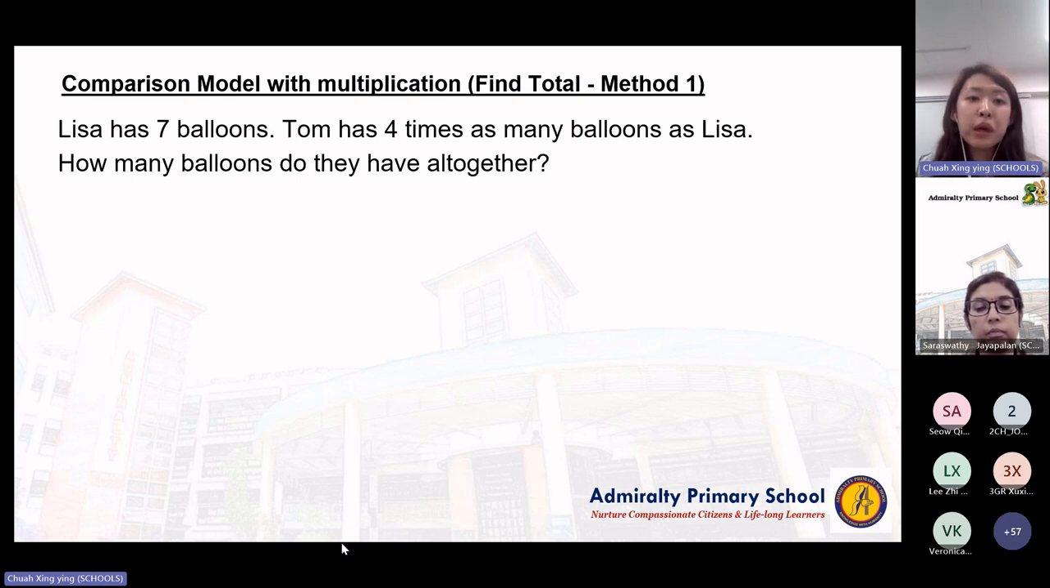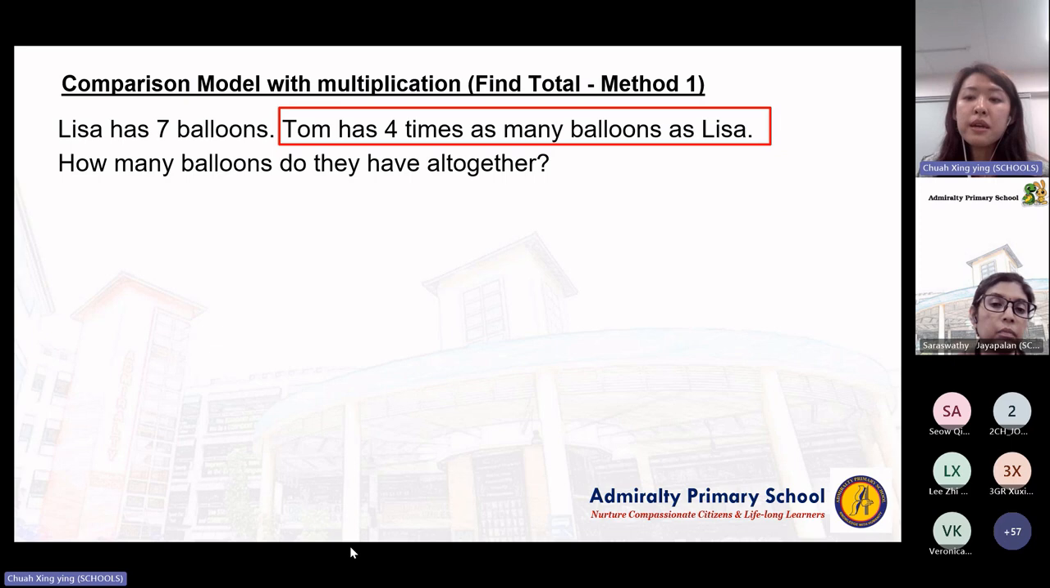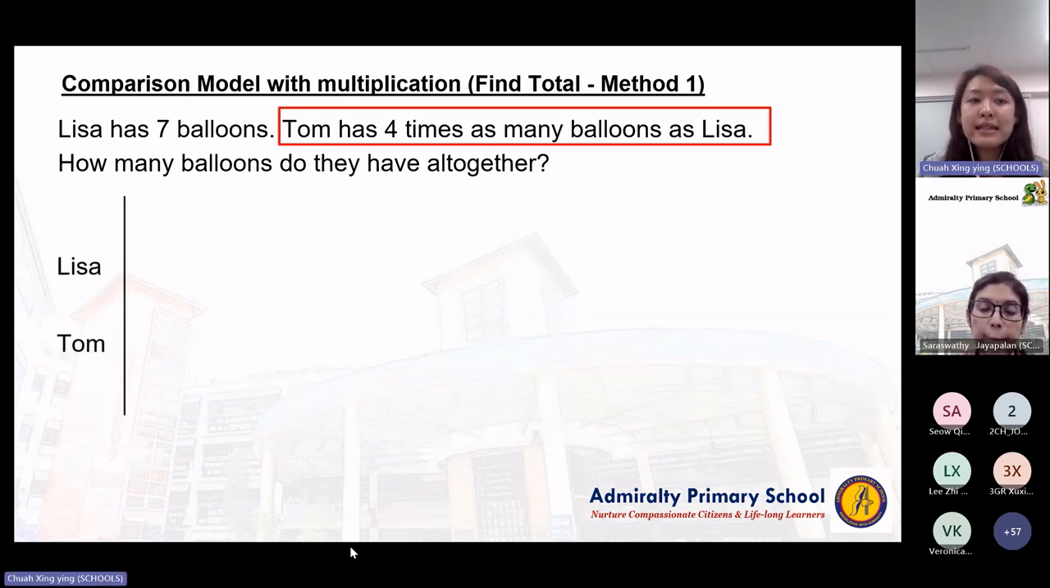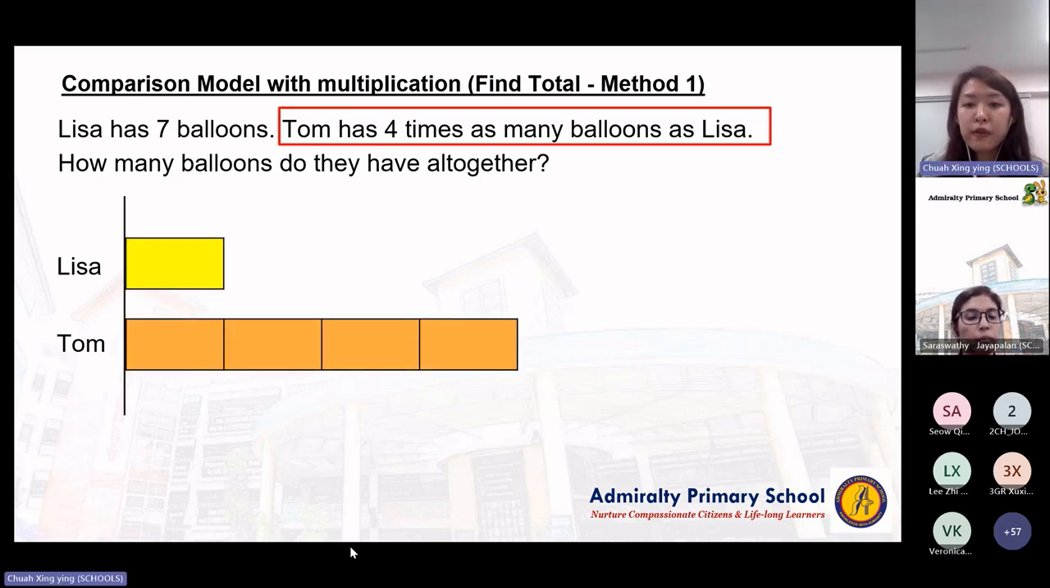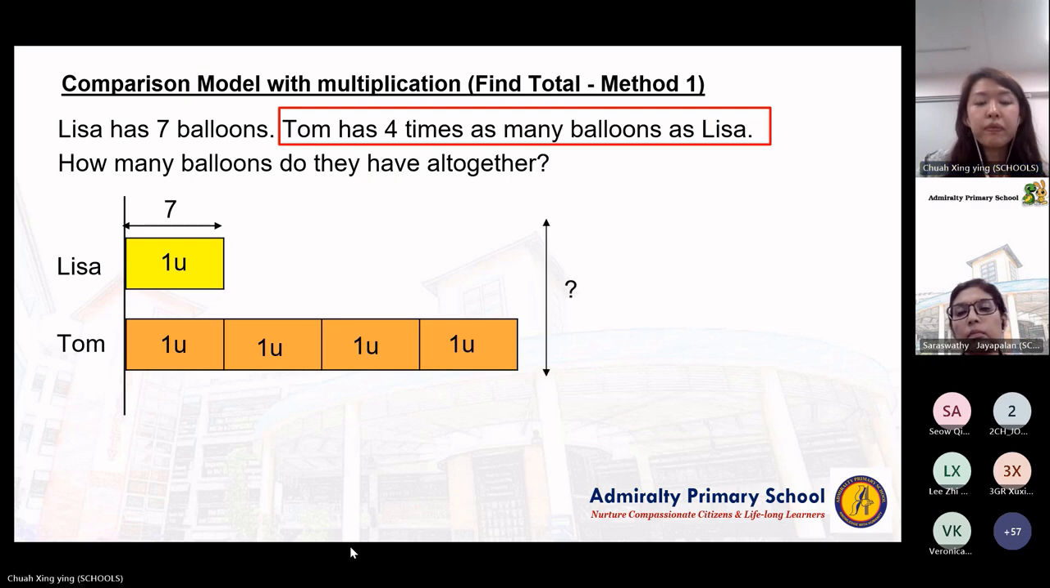Now we have comparison model with multiplication, finding the total, method 1. Lisa has 7 balloons. Tom has 4 times as many balloons as Lisa. How many balloons do they have all together? We will think to ourselves, what does Tom has 4 times as many balloons as Lisa mean? So we are comparing Lisa and Tom. Lisa has 1 unit. Tom has 4 units. We will label 1 unit each. 1 unit is 7. We want to find out all together.